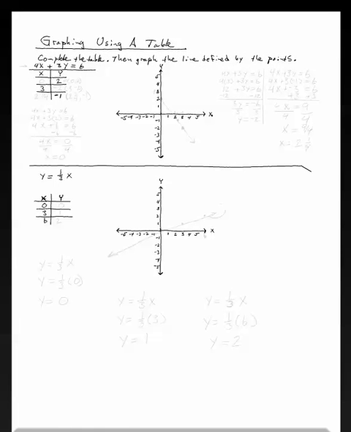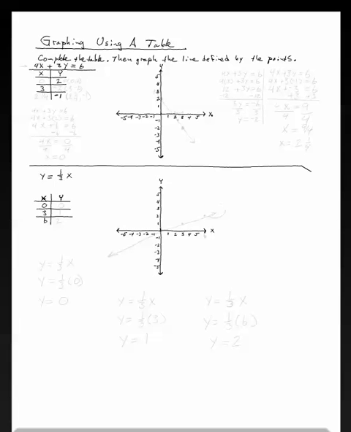So this is on graphing using a table, and in the directions it says complete the table, then graph the line defined by the points. Sometimes if you're just graphing an equation and you're not told what method to use and you want to use the table method, then you're going to have to choose your own values. But in these particular problems, you'll notice that they've given us some of the values in the table, and then we have to find the matching values.